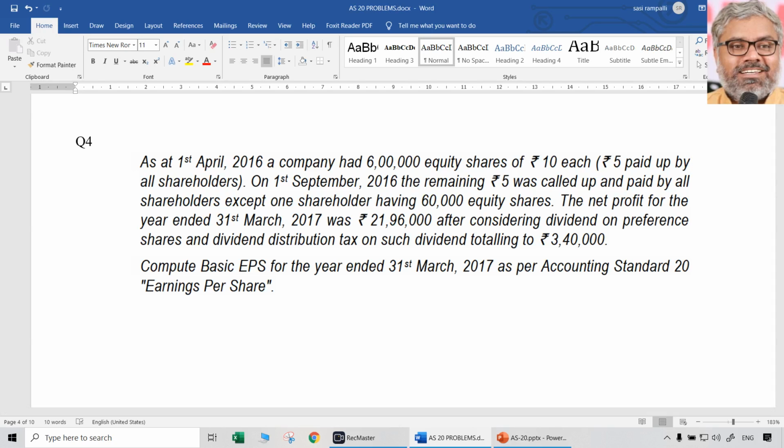Now, question number 4. As at 1st April 2016, that is the beginning of the year, the company had 6 lakhs equity shares of 10 rupees each, but 5 rupees paid up by all shareholders, not 10 rupees, only 5 rupees paid up. On 1st September 2016, the remaining 5 rupees was called up and paid by all shareholders except one shareholder having 60,000 equity shares. In other words, up to 5,40,000 shares, everybody paid the remaining 5 rupees also. But one person who had 60,000 shares did not pay. The net profit for the year ended 31st March 2017 was 21,96,000 after considering the dividend on preference shares and dividend distribution tax on dividend totaling 3,40,000, which is correct.